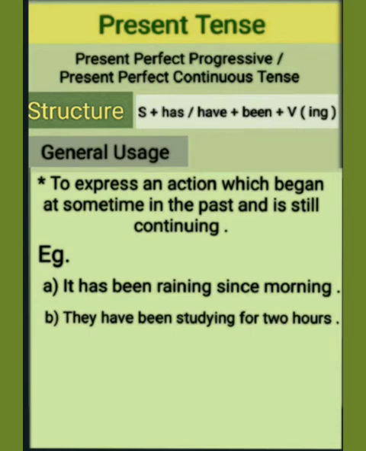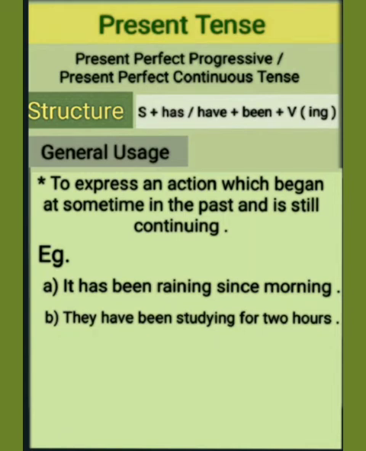Now, present perfect progressive tense is used to express an action which began at some time in the past and is still continuing. For example, it has been raining since morning. Sentence number 2, they have been studying for 2 hours.